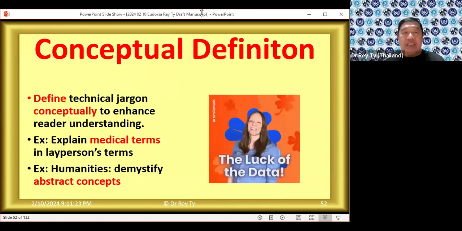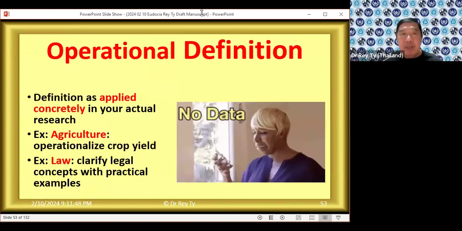Okay, like explain medical terms in layperson's vocabulary. In humanities, demystify abstract concepts like postmodern. What do you mean by postmodern? You understand it, but not the common person.